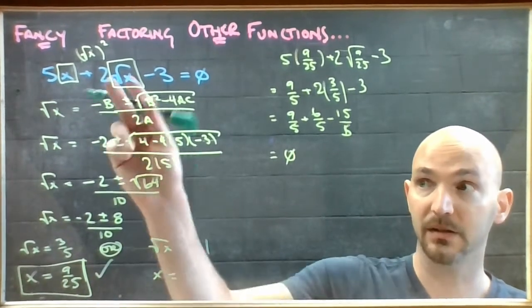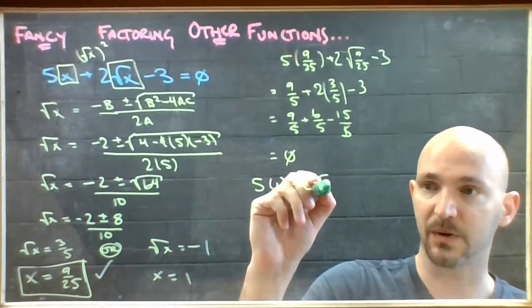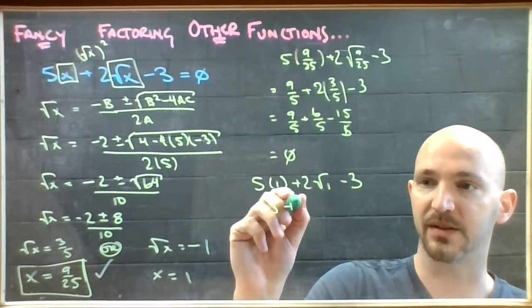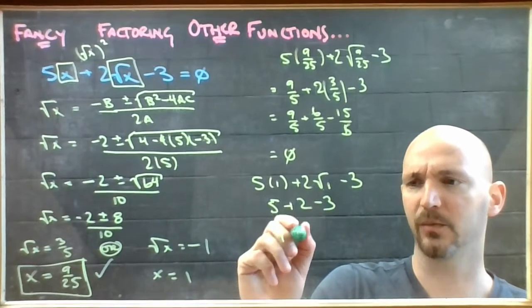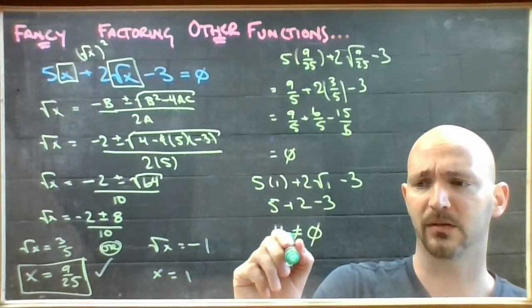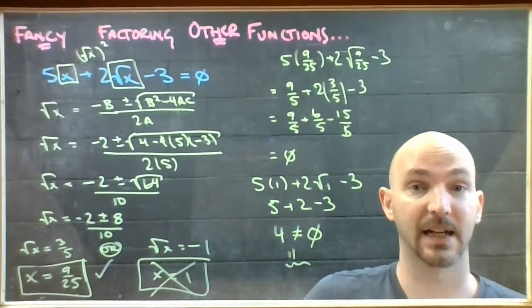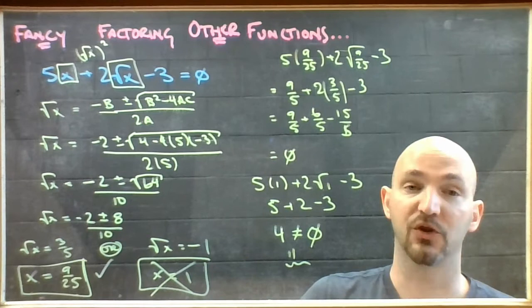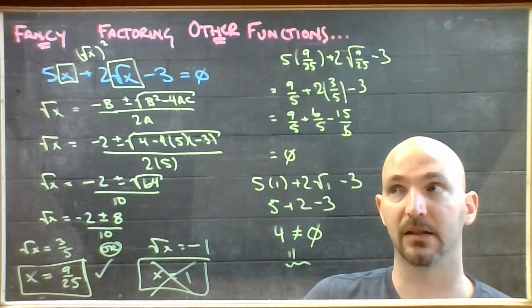Testing the other one, 5 times 1 plus 2 times the square root of 1 subtract 3 gives me 5 plus 2 subtract 3, which is 4, which is not 0. Grouchy face. So this particular solution didn't work because that negative was eliminated in our algebra process. So you should be good to try some trinomial factoring or the quadratic formula on the questions in the problem set.